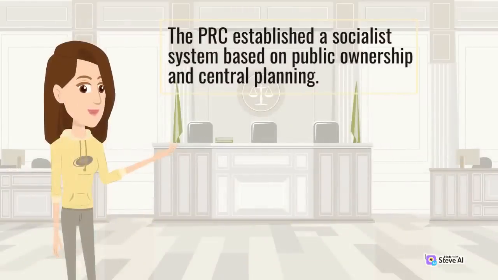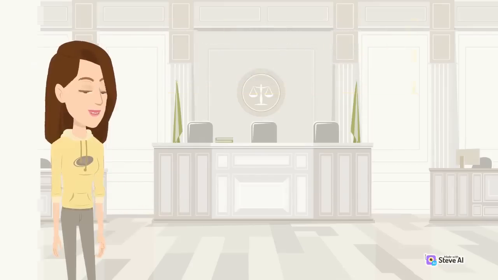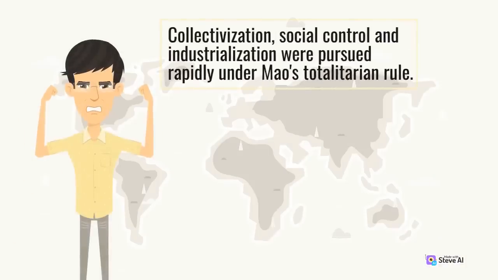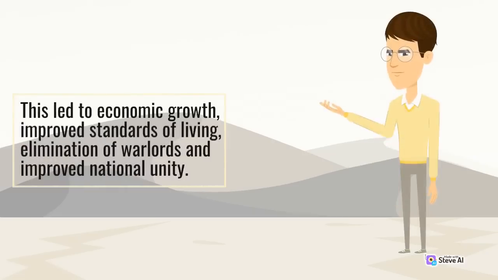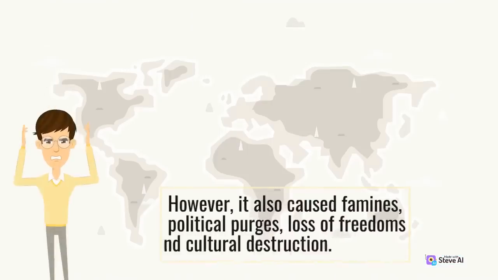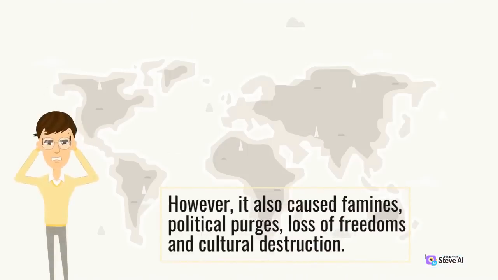The PRC established a socialist system based on public ownership and central planning. Collectivization, social control, and industrialization were pursued rapidly under Mao's totalitarian rule. This led to economic growth, improved standards of living, elimination of warlords, and improved national unity. However, it also caused famines, political purges, loss of freedoms, and cultural destruction.